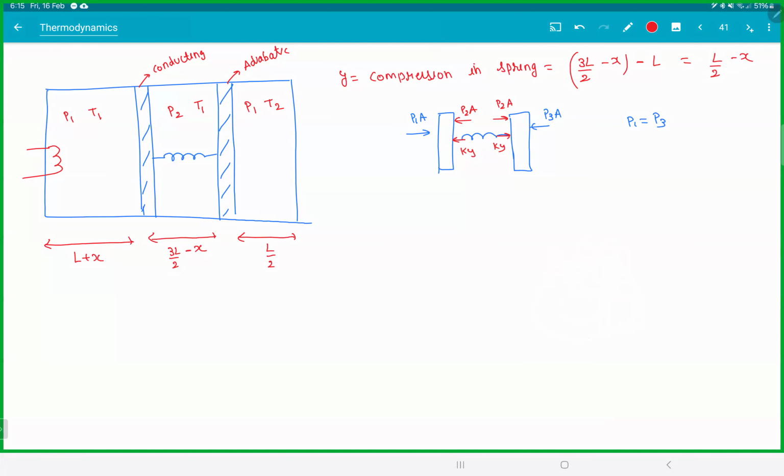First thing, let's look at the left compartment. See one thing. The number of moles in each compartment is same. Agreed? So you can always write the mole equations. That will give you 3 equations from there directly. For the first compartment, P naught, V naught: P naught A into L by T naught is equal to P1 A into L plus X by T1.